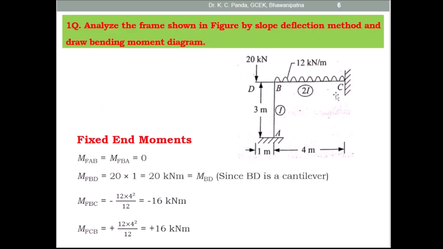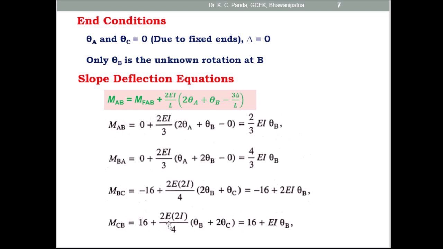Then find out MCB. MCB is equal to MFCB plus 2EI by L into 2 theta C plus theta B. And MFCB that you got is 16 kilonewton meter, so 16 plus 2E into 2I by 4 into theta B plus 2 theta C. Then after putting the values and theta C is equal to 0, here you get MCB is equal to 16 plus EI theta B.